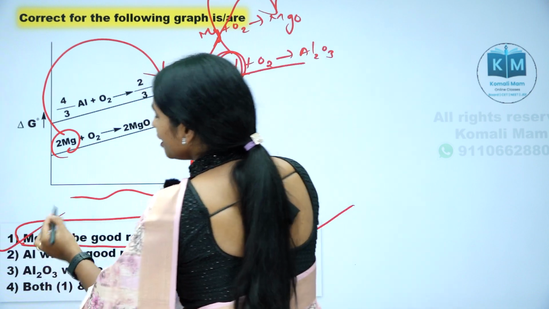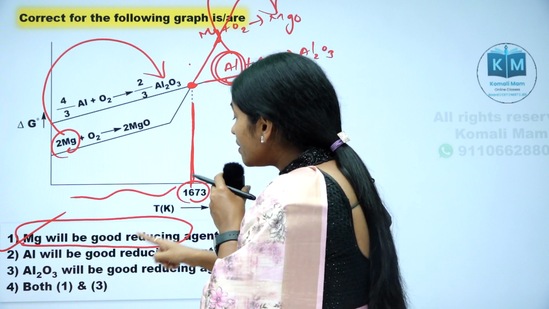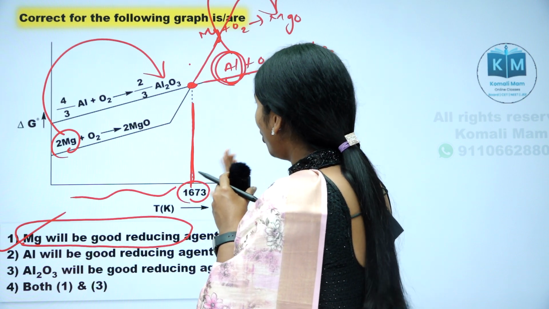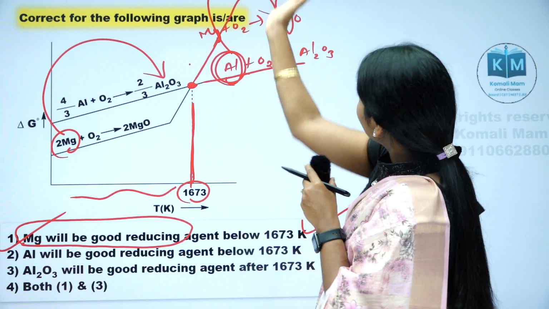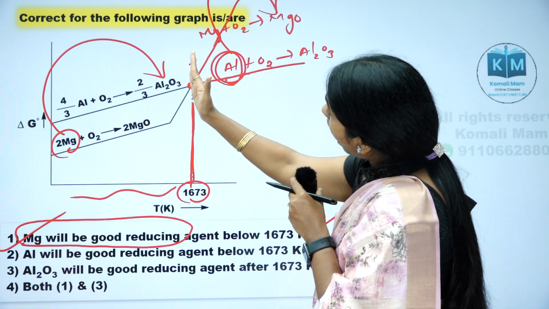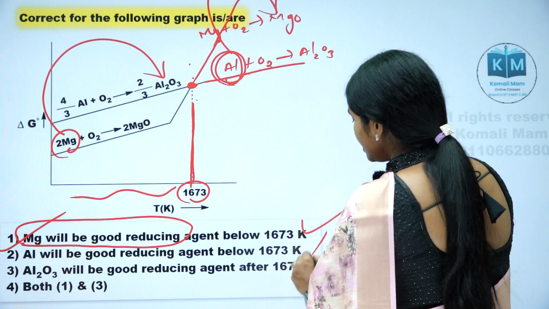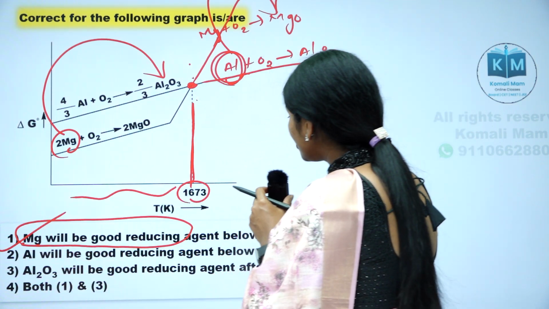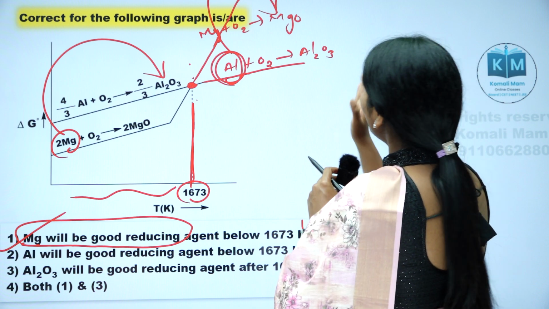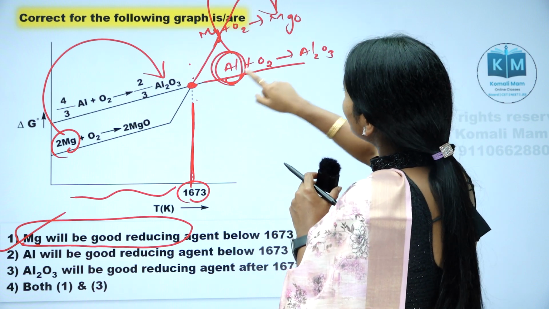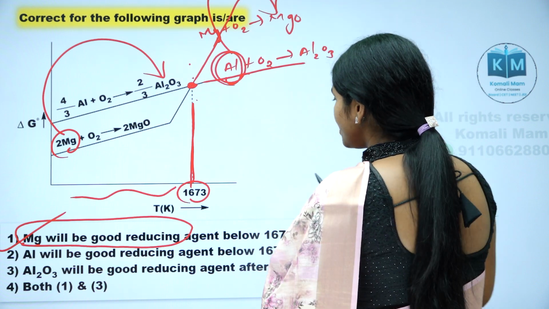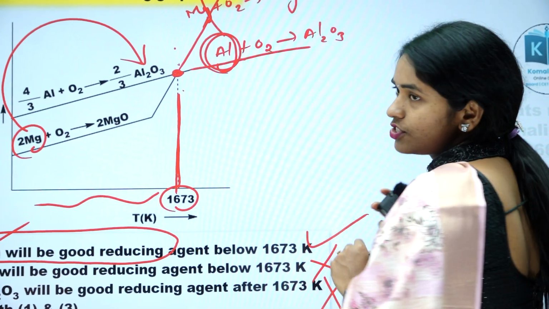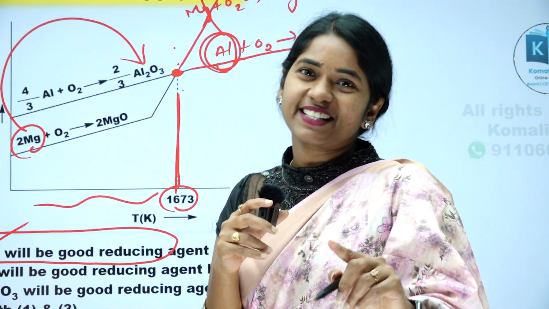Magnesium will be a good reducing agent? No, aluminum is a good reducing agent. It reduces magnesium oxide after this temperature. So this is wrong. See the next one: Al2O3 will be a good reducing agent after 1673. No, after 1673 Kelvin, aluminum is a good reducing agent. This is a wrong statement. So only option 1 is the correct statement.